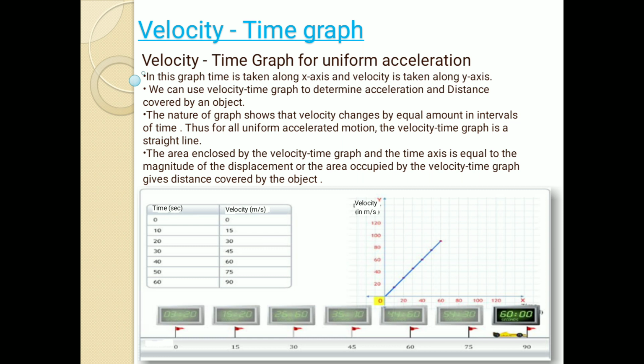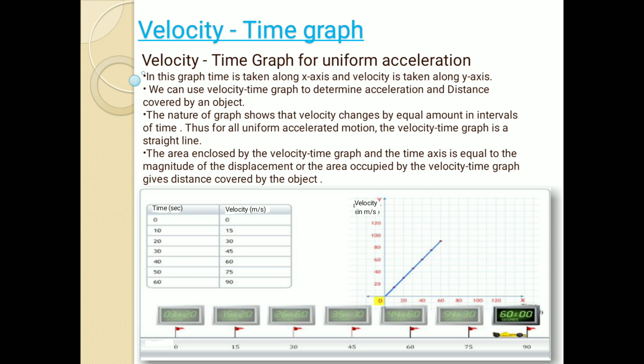Why? Velocity is equal to displacement by time. So if you want to measure displacement, we need to change the formula, right? So that is velocity into time. Here velocity into time is nothing but displacement. So if you find the area between the graph and the time axis, you will get the distance covered by the object. Or the area occupied by the velocity time graph gives the distance covered by the object. This is very important. You have to remember this.